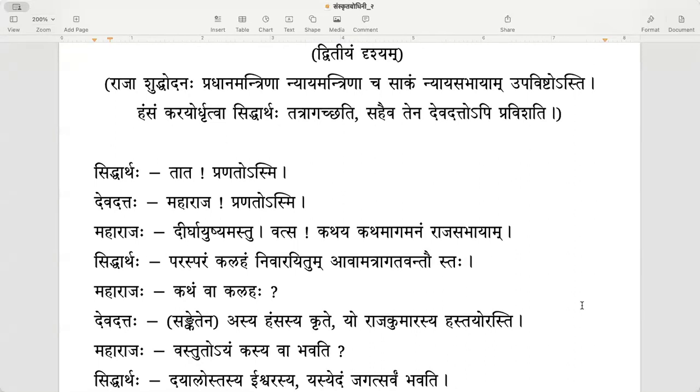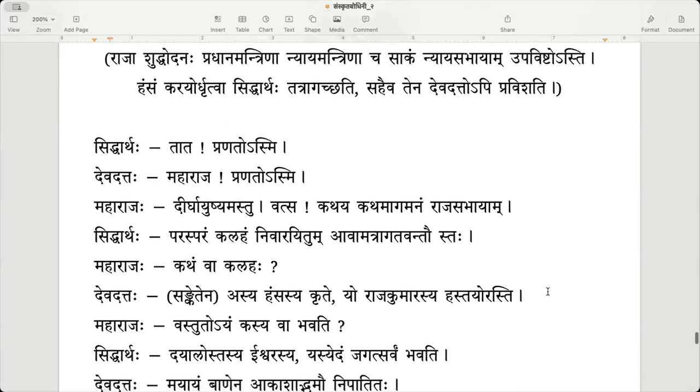Pranatosmi. I am also bowing at your feet. Maharaja, dirghayushyam astu. Vatsa, kathaya, katham agamanam rajasabhayam. Dirghayushyam astu: it's a good life for you all. Astu, let it be, or long live. Vatsa, child, how is it that you have come to this place, to this rajasabha?